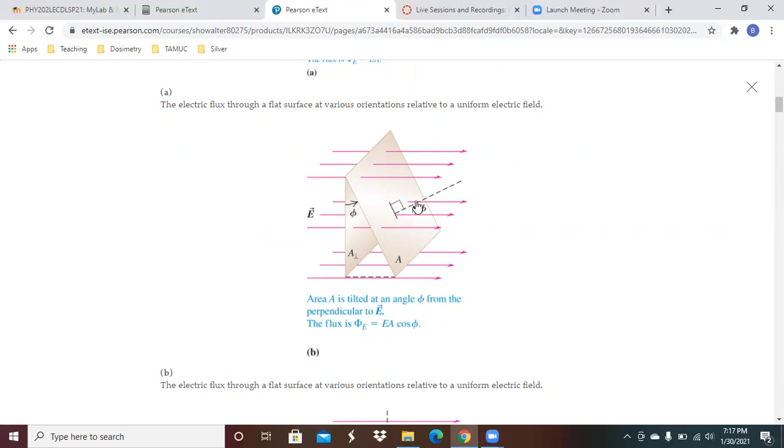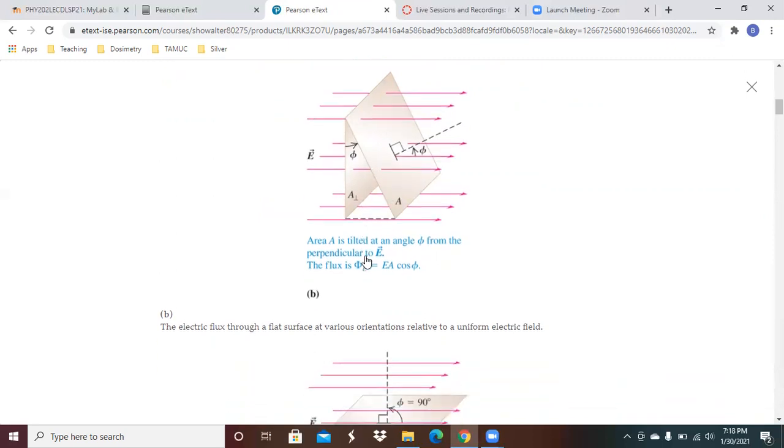Maybe a little hard to see here, but if that is going to be your angle, you're looking for the part of the electric field that sort of falls more in line with the tilt of that particular surface.